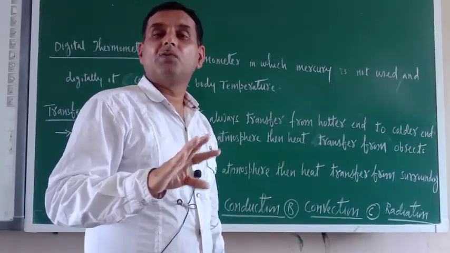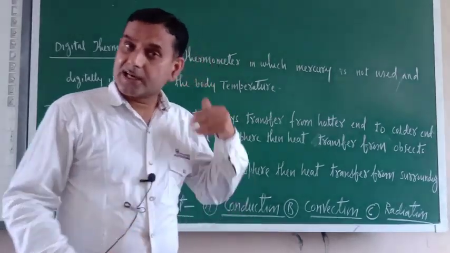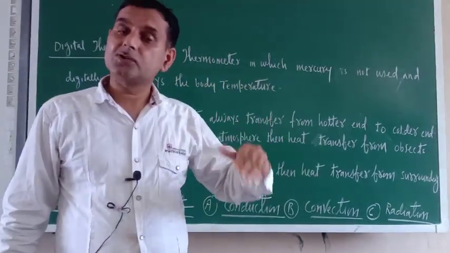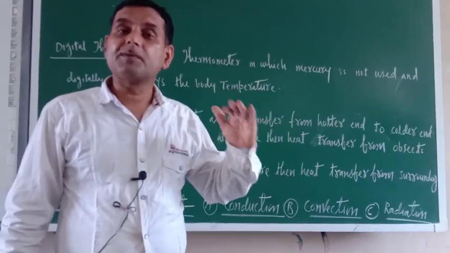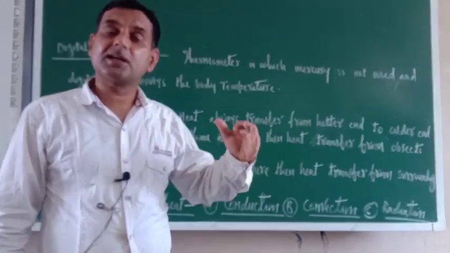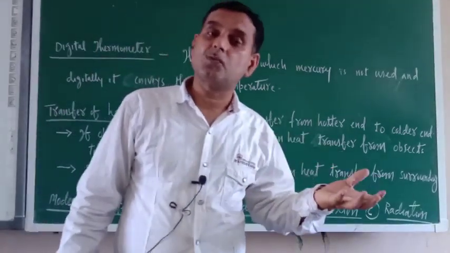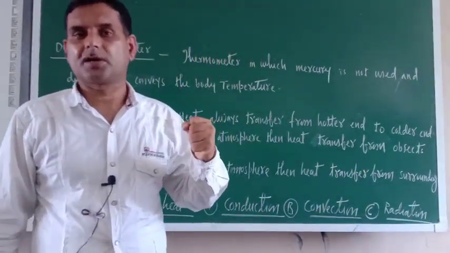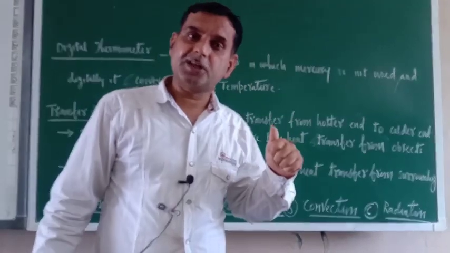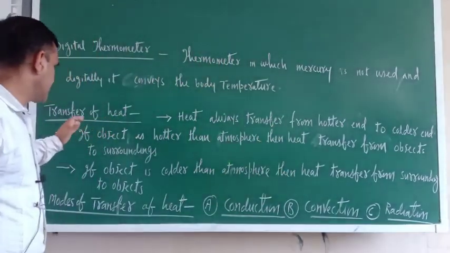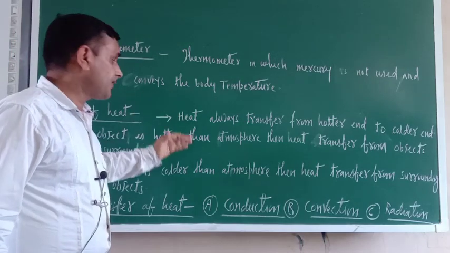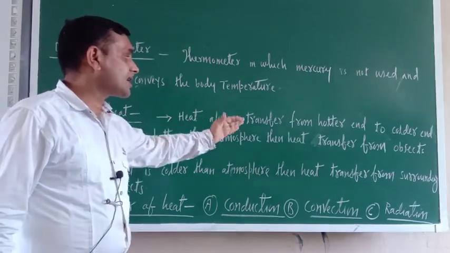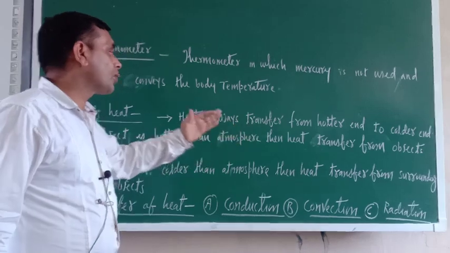Now, the handle is not kept on the flame. Nevertheless, over a period of time it is becoming hot. So why is it becoming hot? Because heat is transferring from the bottom of the pressure cooker to the handle of the cooker. So transfer of heat is there or not? Just try to understand the meaning of transfer of heat. It means flow of heat. Heat always transfers from hotter end to colder end.